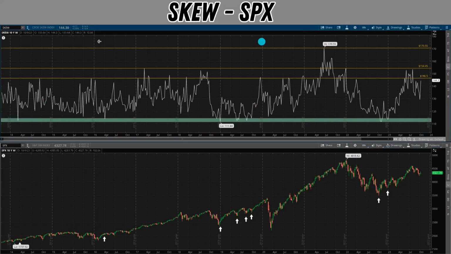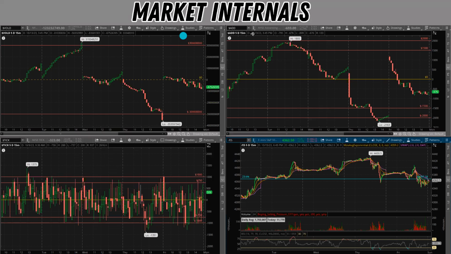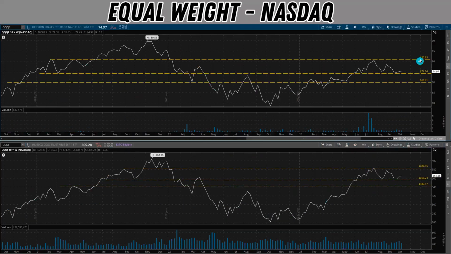We're going to take a look at the relationship between the SKEW and the SPX, why this is important, as well as the percentage of stocks above their moving averages in the S&P. We'll break down those market internals for you guys and also give a review of the equal weight S&P 500 as well as the equal weight NASDAQ. That way, we can get a complete picture of the market before next week starts. And hopefully this helps give you a little bit more clarity heading into the week.